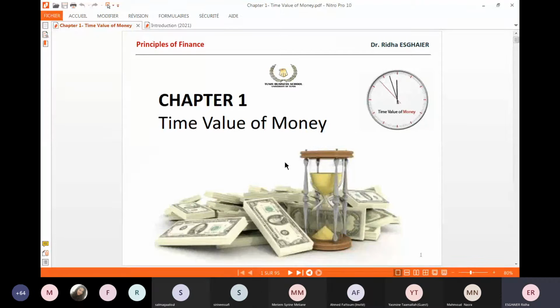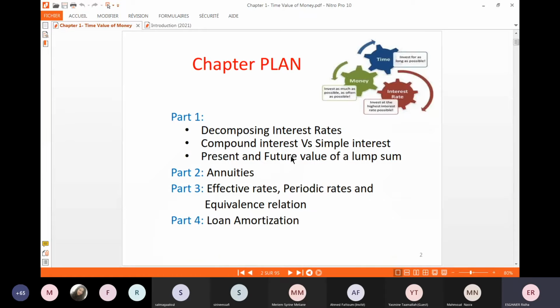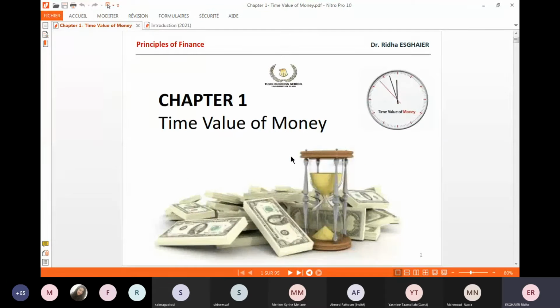Our first chapter, the time value of money. As individuals in our life, we often face decisions that involve either the saving of money or the borrowing of money. We save money for future use, or we borrow money for current consumption.